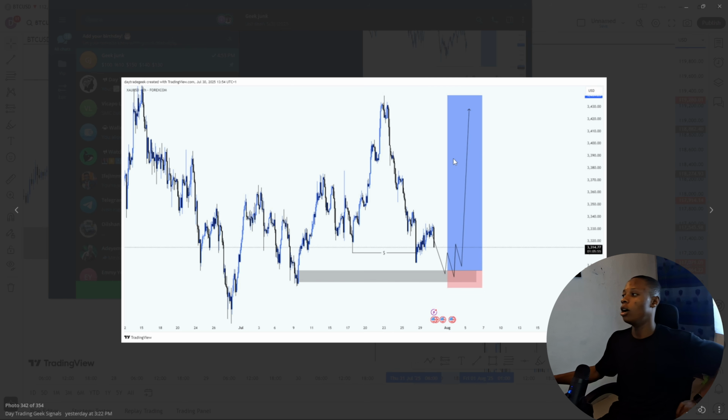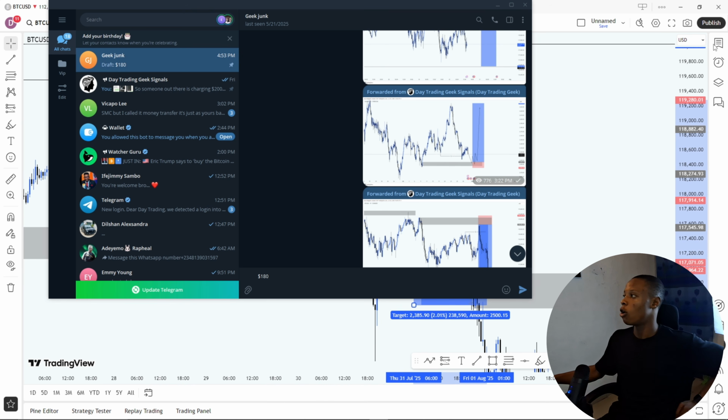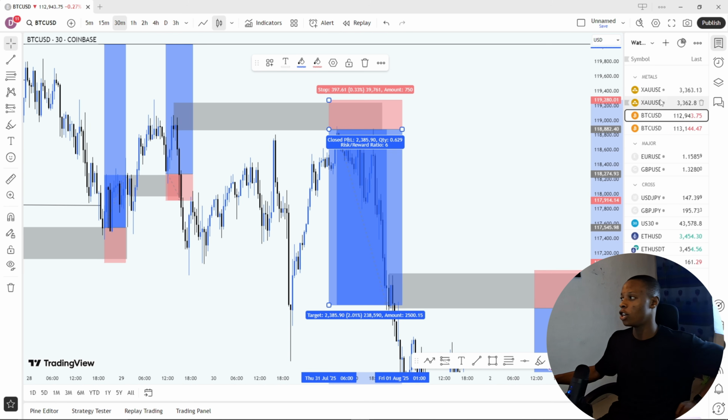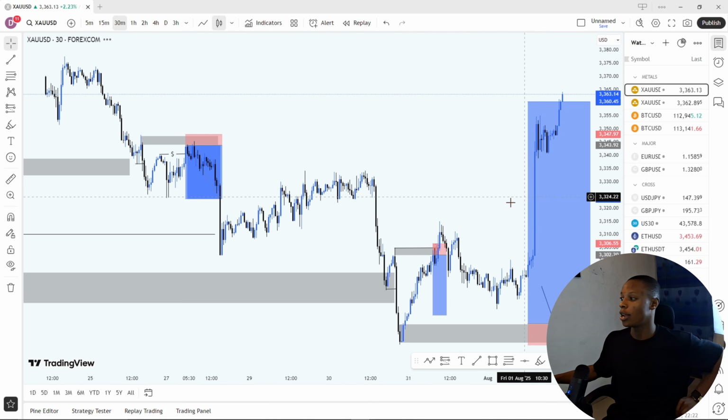All right. So this was the buy we're trying to take on gold from this very zone. But this very trade now, I was waiting for confirmation, so I didn't take it. I was waiting for a change of character before taking this very trade. So I didn't just jump in.